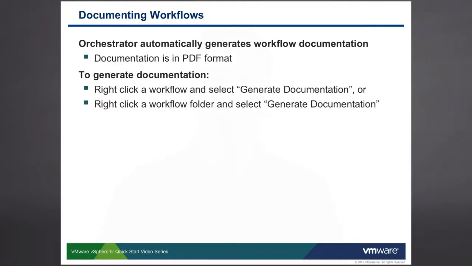Orchestrator automatically generates the documentation for you. It'll create PDF documents. To create the documentation, all you have to do is right-click a workflow and select Generate Documentation from the pop-up menu, or if you right-click an entire workflow folder and choose Generate Documentation, VMware Orchestrator will generate the documentation for all of the workflows in that folder.